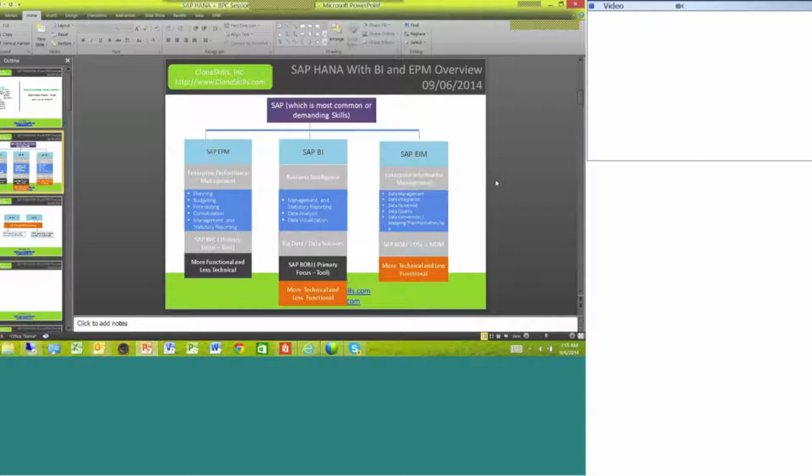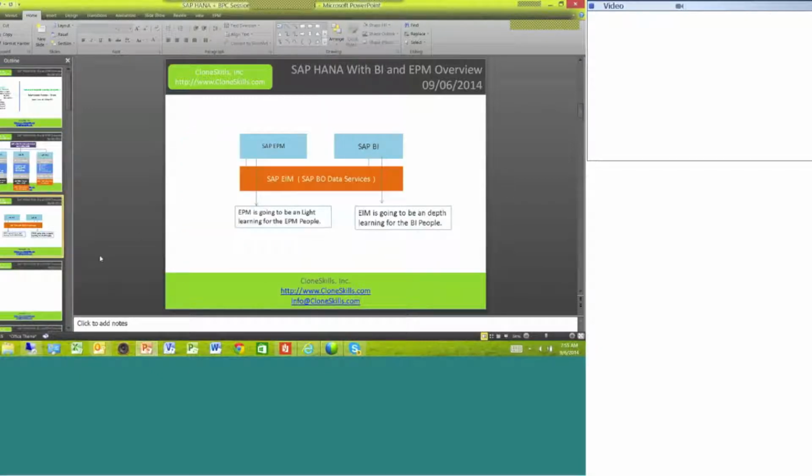I'm talking within SAP. Outside of SAP, I'm not sure; we are not talking about outside of SAP. So within SAP, where do we focus, and what should I be doing? Our course is going to address these two areas, and when we focus on this, we are also going to teach you information management.